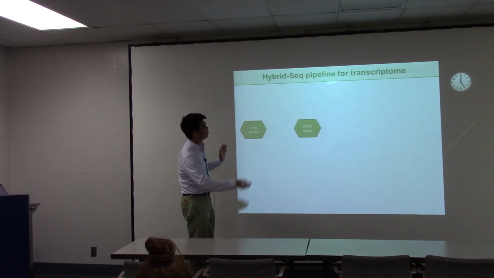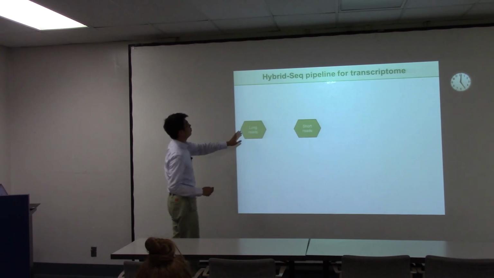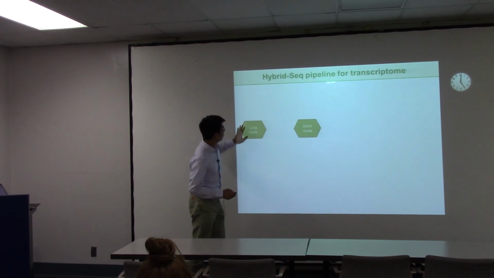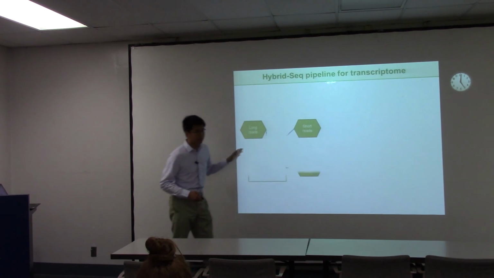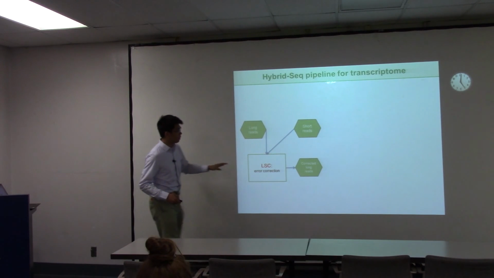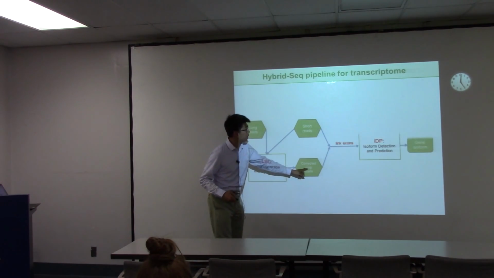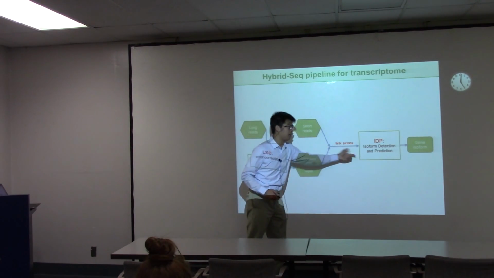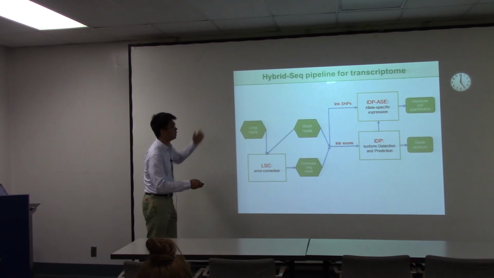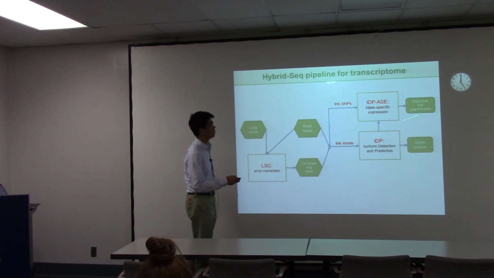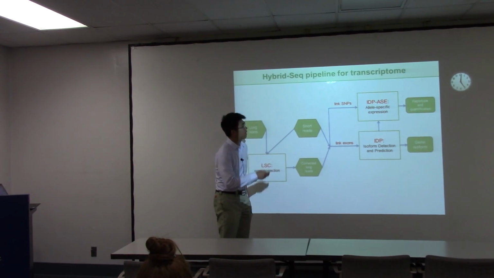Now we come to the last slide, well, not really the last, but almost. We developed a pipeline for transcriptome analysis using short reads and long reads. The first step is error correction, so that we have much better quality long reads, and then we use both for isoform identification and quantification. Then we do haplotyping and quantification of allele-specific expression at the gene level and the isoform level with IDP-ASE.